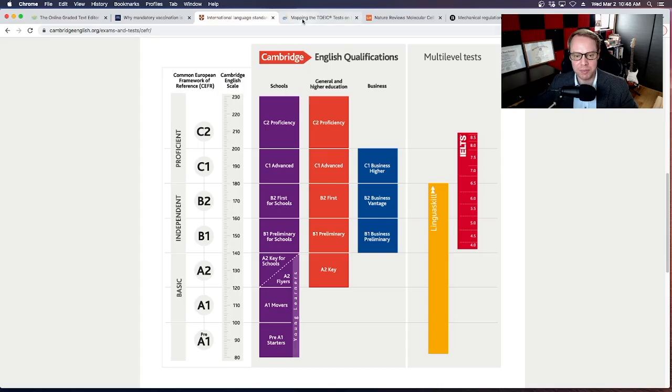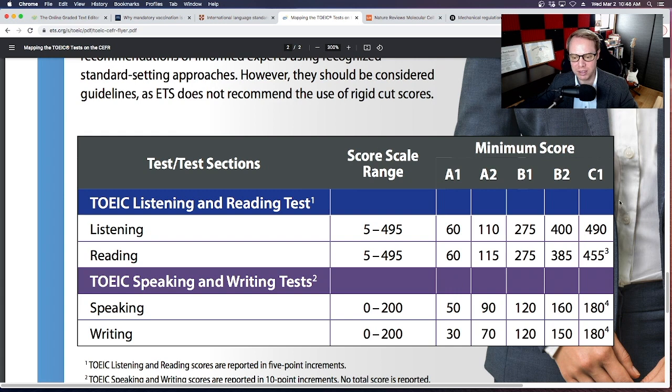Okay, and if we were to map this out according to TOEIC, we've got our A1 and A2, those are our young learners. They're still beginning here with a TOEIC listening and reading test. Then we've got that compared to our speaking and writing right here. And then over here we've got our proficient C1 compared to our TOEIC test.